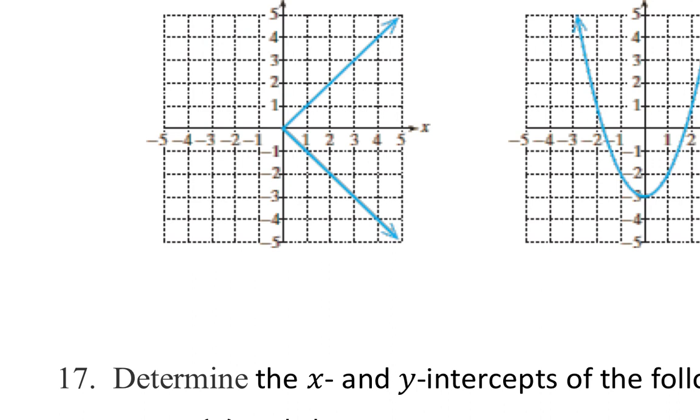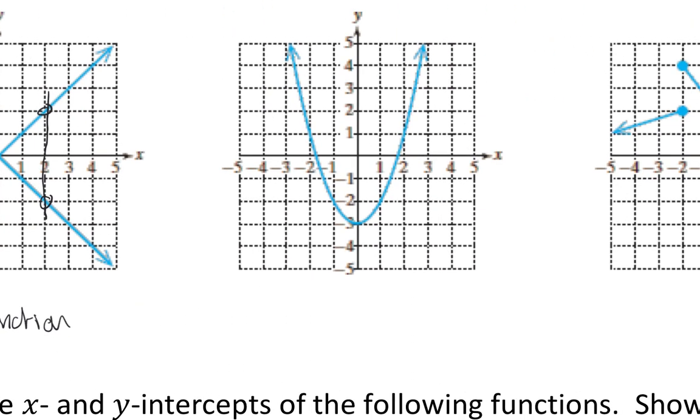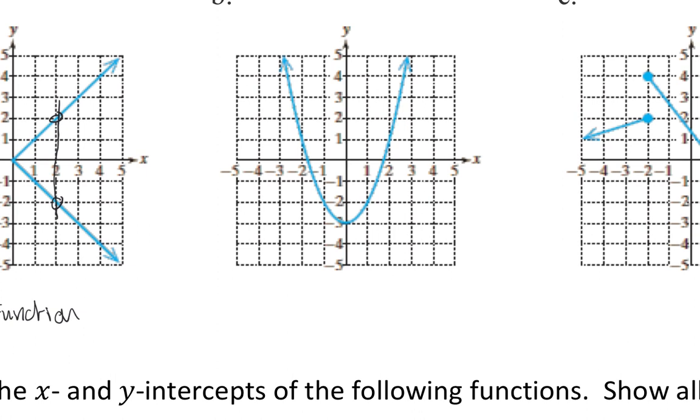So this one is not a function. I'll just draw a line to kind of demonstrate that we have a point here, a point here. That's not going to work. Here on B, we can draw as many vertical lines as we want, but we're never going to see a fail point for the vertical line test. So this one is indeed a function.